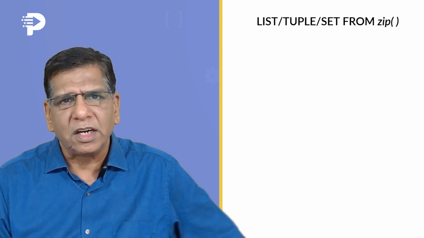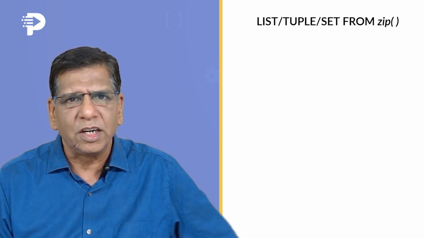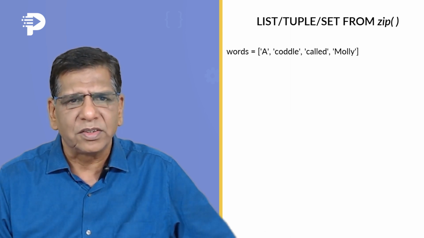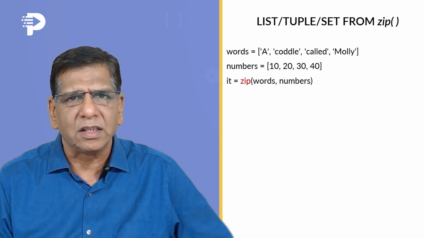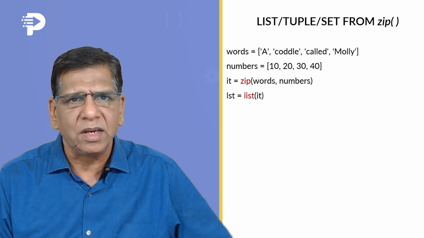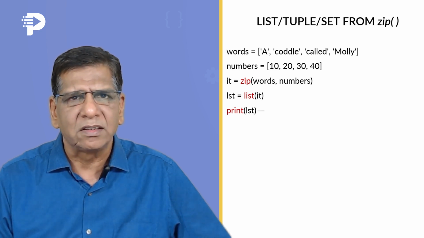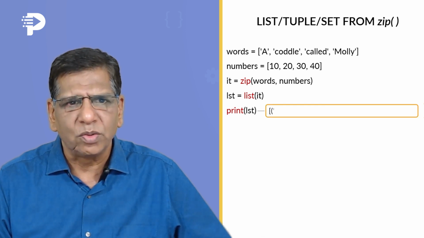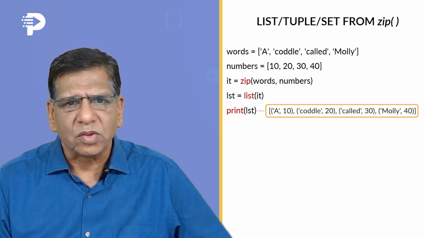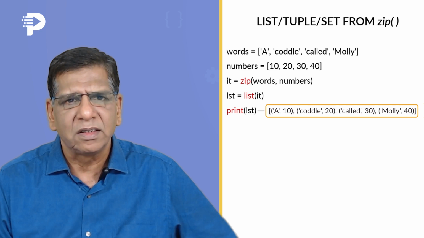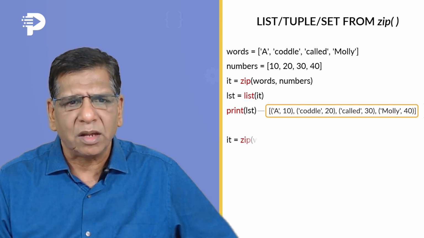This iterator of tuples that it returns, I can convert into a list or a tuple or a set as follows. Let's first call the zip function and let it return the iterator of tuples. I'll collect it in it and then convert that it into a list. Print out the list. You'll find that this list contains the tuples that we can iterate through. So A 10, Caudal 20, Called 30, all of these are tuples. They are now stored in a list. They can be stored even in a tuple.